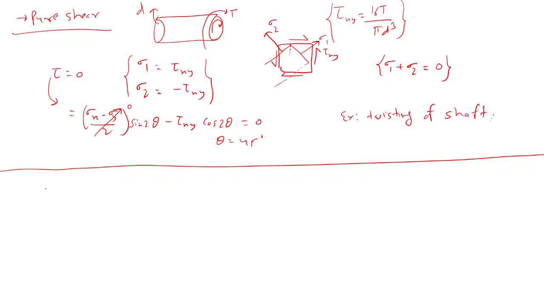And now the next one is the isotropic state of stress. What is the meaning of that? Isotropic means the stress would be the same everywhere at a given point. So let's suppose this sigma x is also sigma and sigma y is also sigma. Okay.